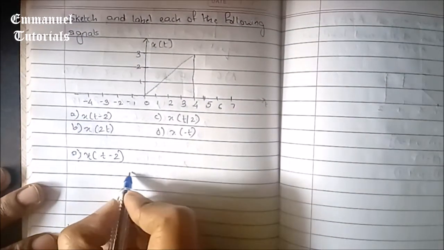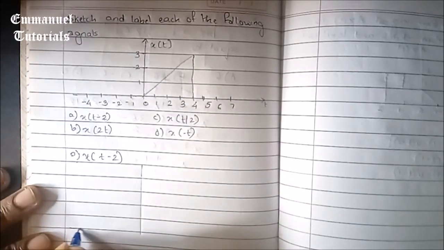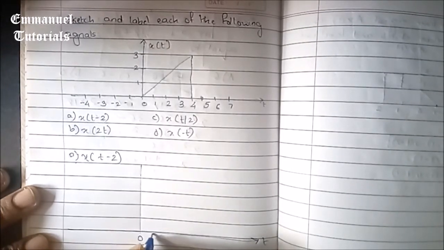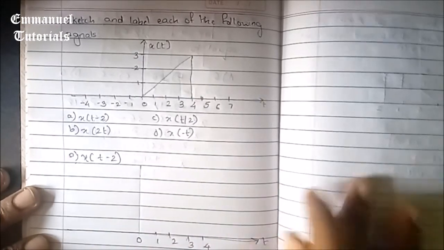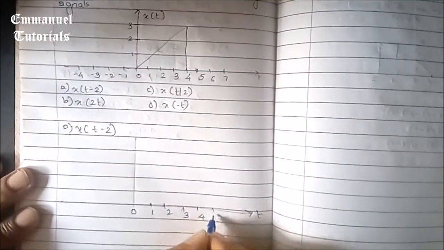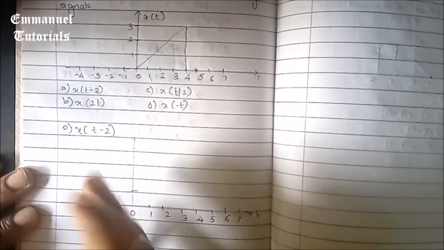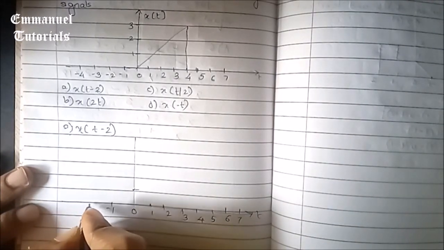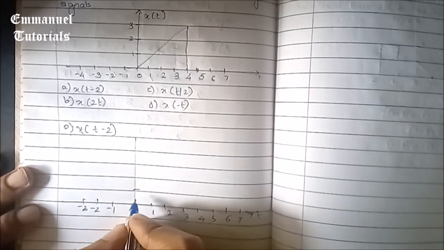So first we'll draw the axis. 2, 3, 4, 5, 6, 7. We know that more of the right hand values will be required because it's going to shift to the right. So you can just mark some points on the left.